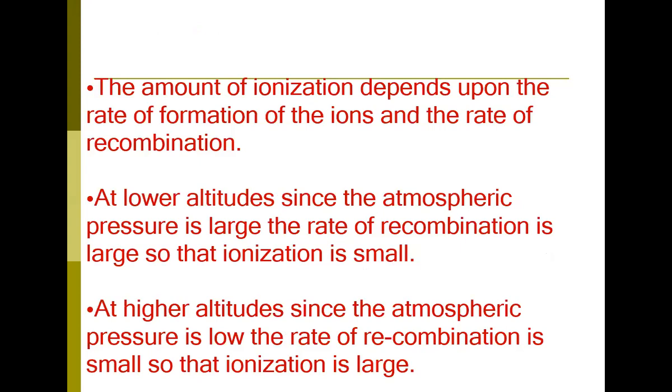The amount of ionization depends upon the rate of formation of ions. So obviously, ionization means how many ions you have. Ions are combining with it. Atmospheric pressure is very large here because the height is comparatively very high. So where the atmospheric pressure is low, the recombination of the ions will be very small.